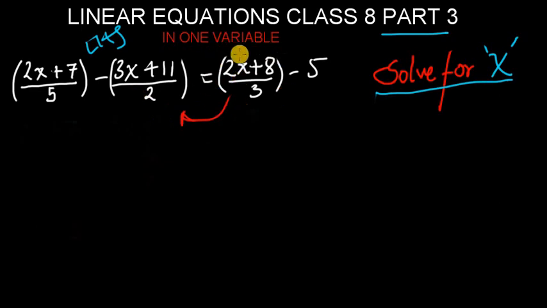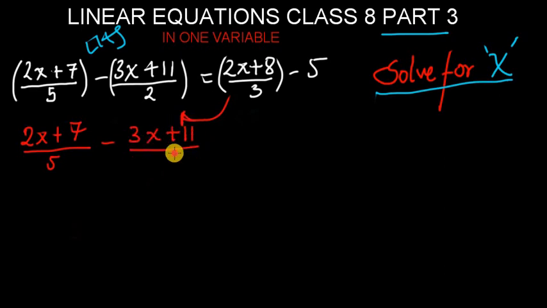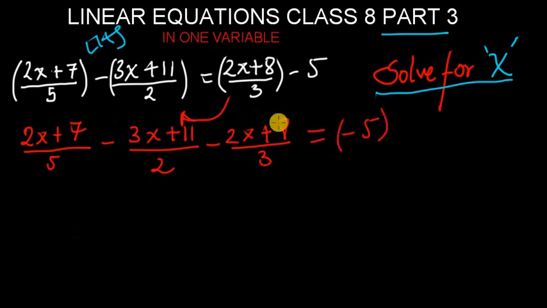Okay, so if we follow that rule, we have to shift this (2x plus 8) divided by 3 to this side because it is an x term. Now that becomes (2x plus 7) divided by 5 minus (3x plus 11) divided by 2 minus (2x plus 8) divided by 3 equals minus 5. Here it is plus (2x plus 8) divided by 3, so if we bring it to the other side, it becomes minus. That is why I put the minus sign over here.